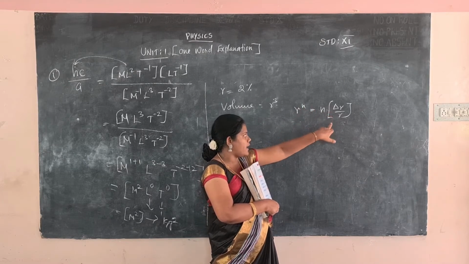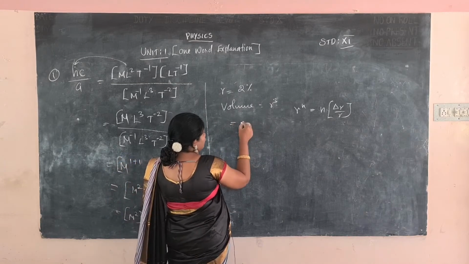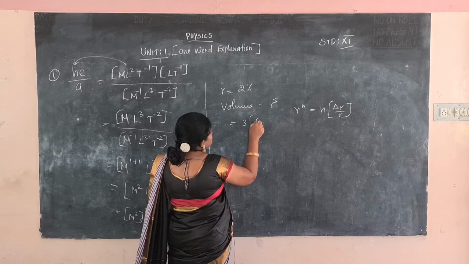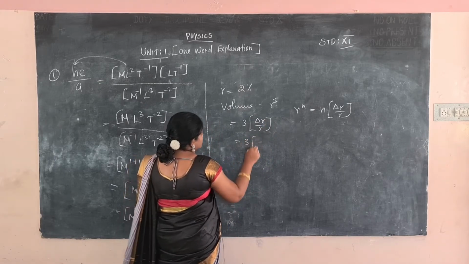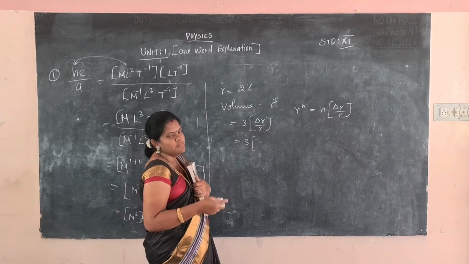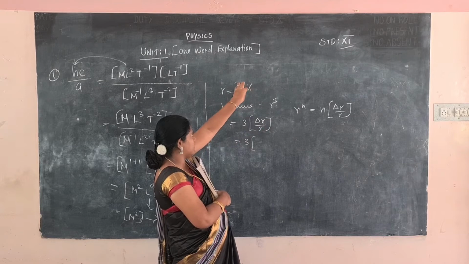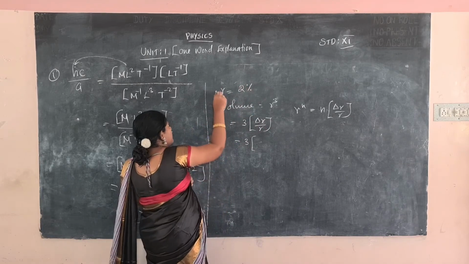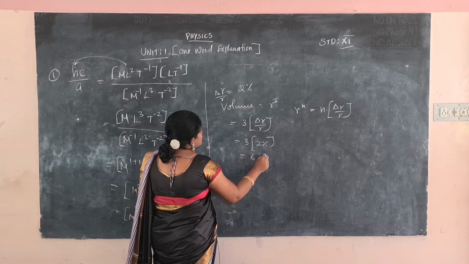So for r power n, the error is n into del r by r. We substitute this value also: for r cube, it is 3 into del r by r. Substitute the del r by r value. What's the del r value, what's the r value? Not to be considered, because del r by r is already taken as the error. So we substitute 2%, and we easily find 6%.